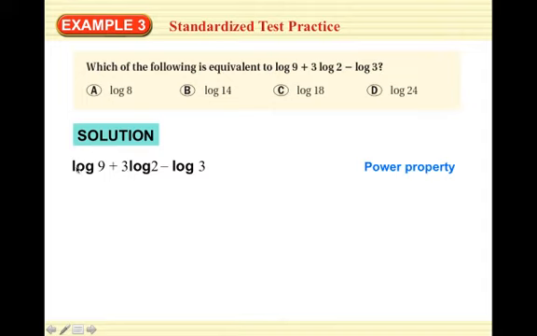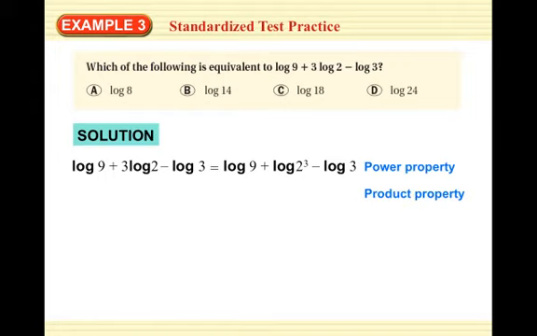So the first thing we're going to do is any coefficients other than 1, we're going to pop up as an exponent. So we're going to take this 3 and pop it up as an exponent of that 2. So our expression equals the common log of 9 plus the common log of 2 cubed minus the common log of 3.